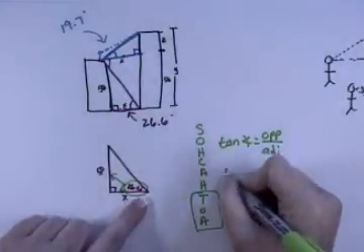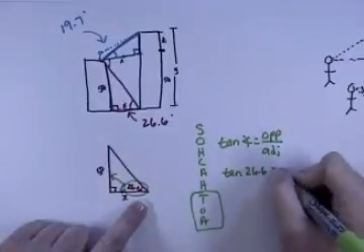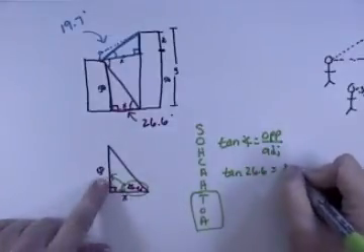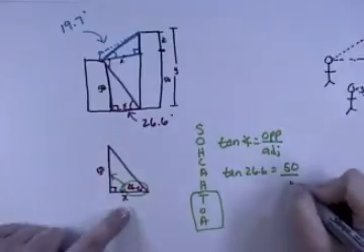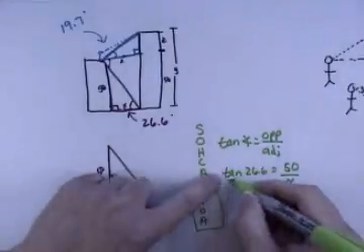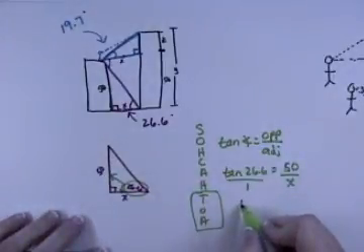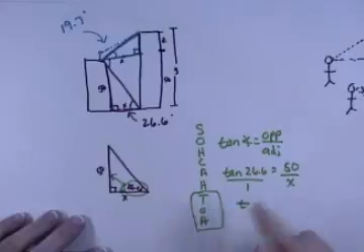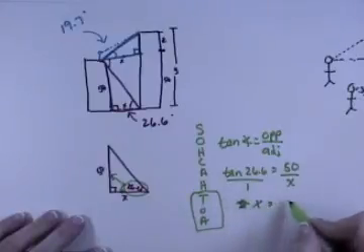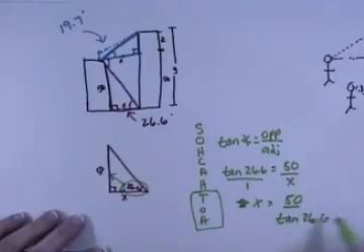The tangent of what angle? Well, the angle we have in this problem is 26.6 degrees, is equal to its opposite, which is what? 50, over its adjacent side, which is what? X. All right, using our law of proportions, I'm just going to swap our means. So I get x equals 50 divided by the tangent of 26.6.